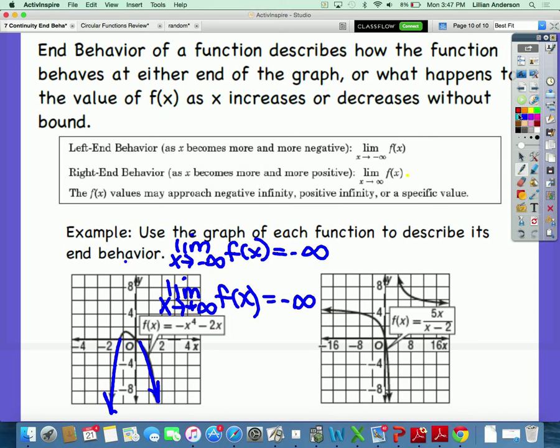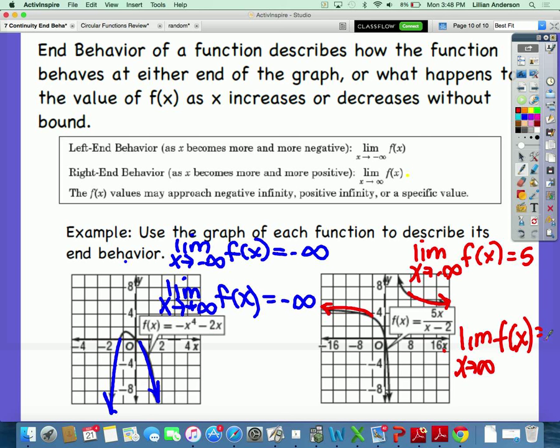Over here for the next one, we see as x approaches negative infinity, it looks like it's leveling out here because, again, this is a reciprocal type of function. And we see that it's actually going to be leveling out at the number 5. So the limit as x approaches negative infinity of our function is going to equal 5. And we also see on the other end, the limit as x approaches positive infinity of our function is going to approach 5 as well.